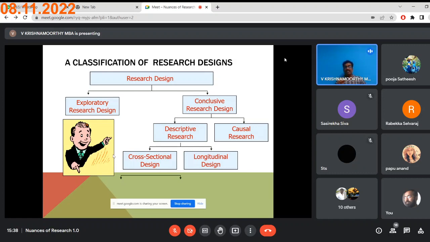Descriptive research can be classified into two types. One is cross-sectional research. Another one is longitudinal design. What is cross-sectional design? It's very simple. When you collect data from only one individual or only one respondent for a particular year alone, it is an example of cross-sectional design.